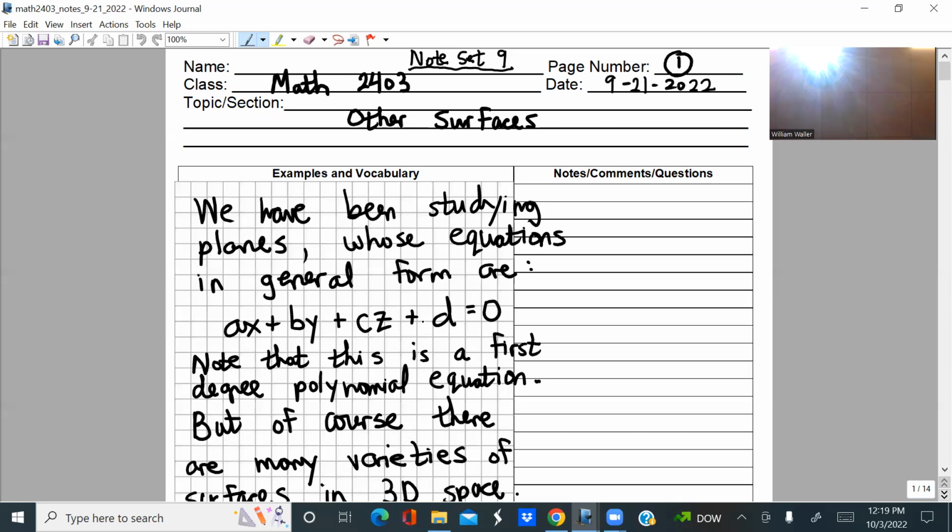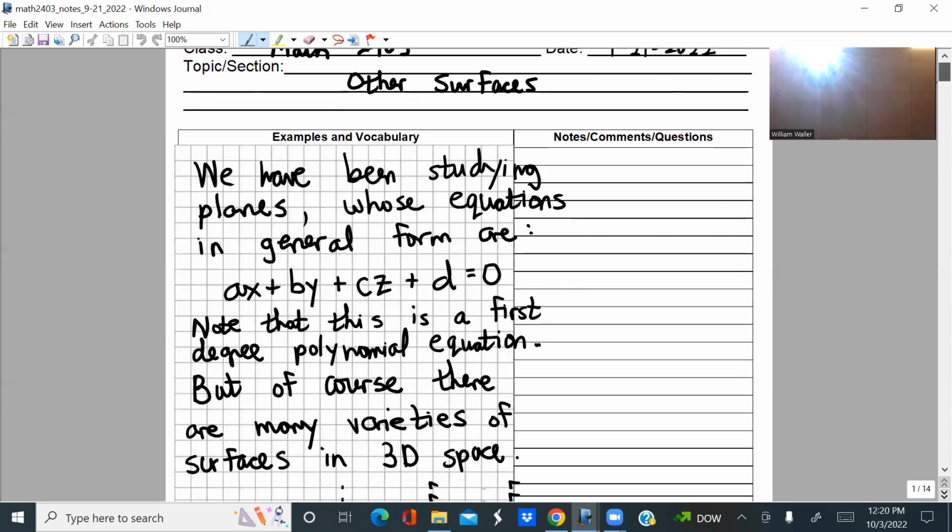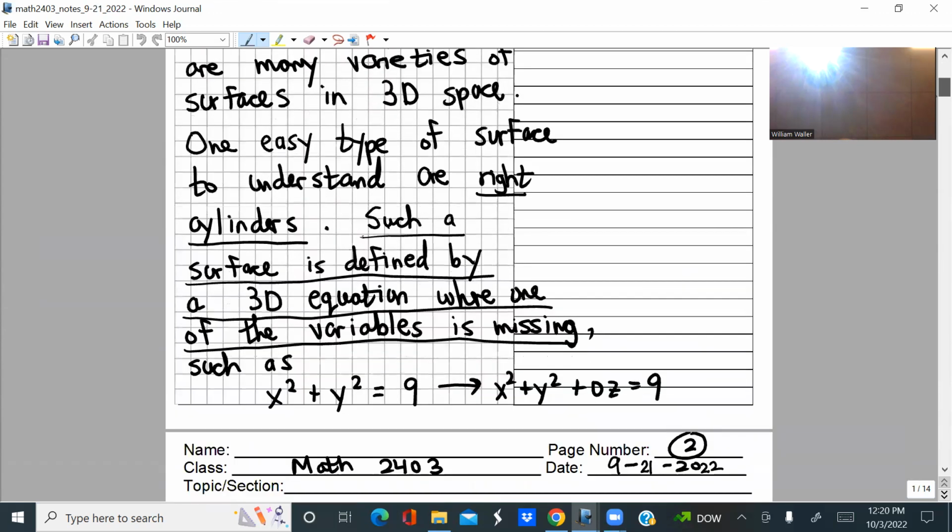So we've already talked about planes. You know that if you have a first degree equation in three variables, where all the unknowns are just to the first power, then we can graph that. So we know all about planes now. But of course, there's a big variety of surfaces in three dimensions.